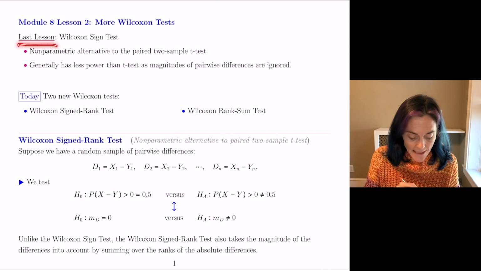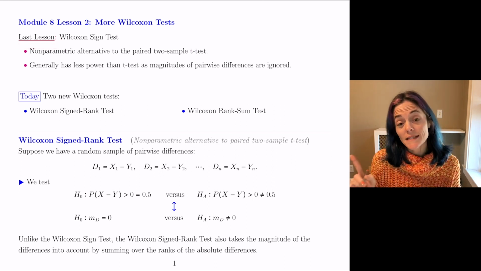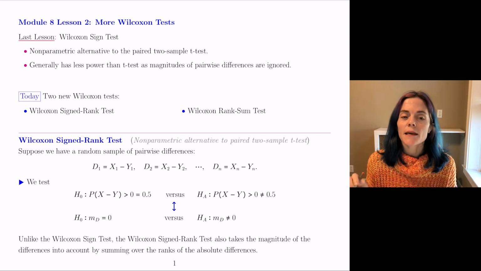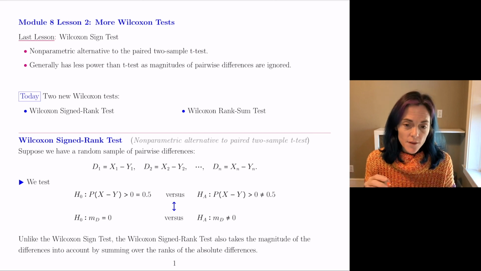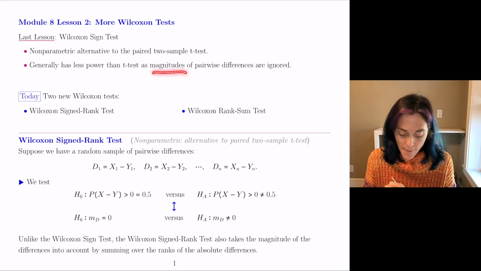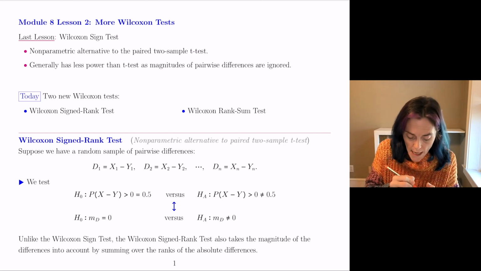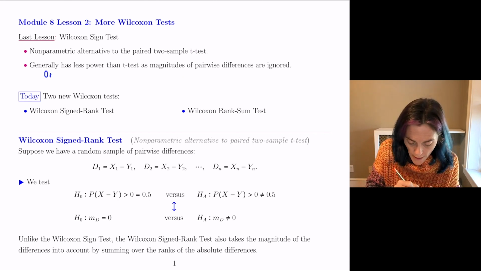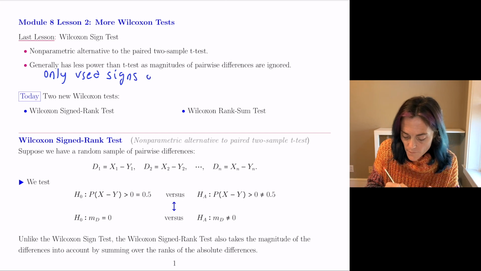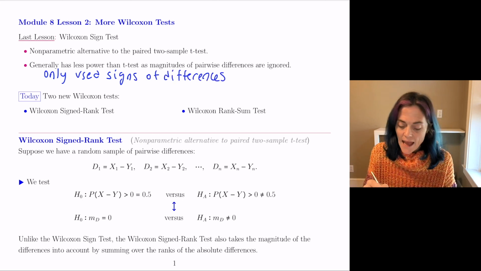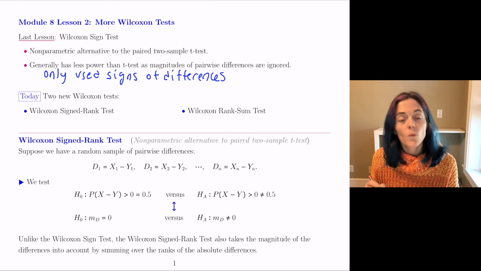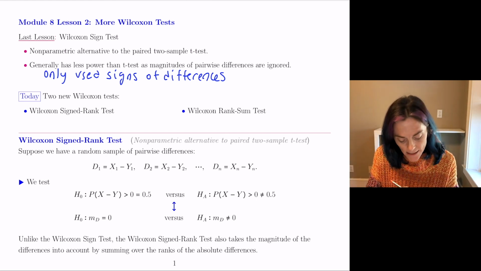You see, in the last lesson, we discussed the Wilcoxon Signed Test. Generally, this test has less power than the t-test, as the magnitudes of the pairwise differences are ignored. This test only used the signs of the differences. And this is really why it was called the Wilcoxon Signed Test.